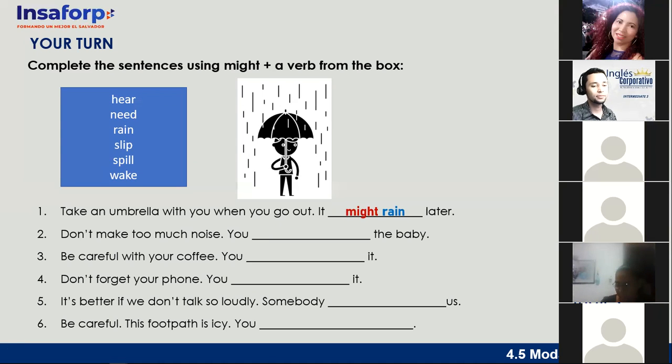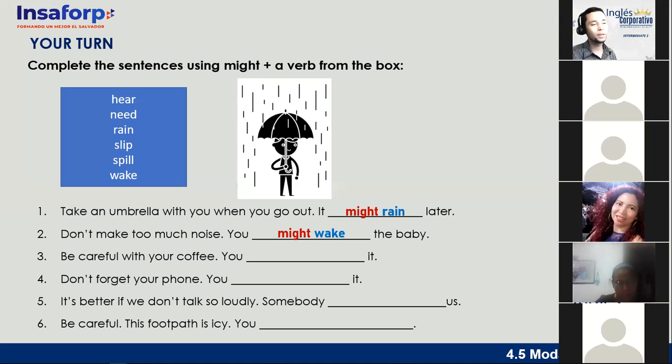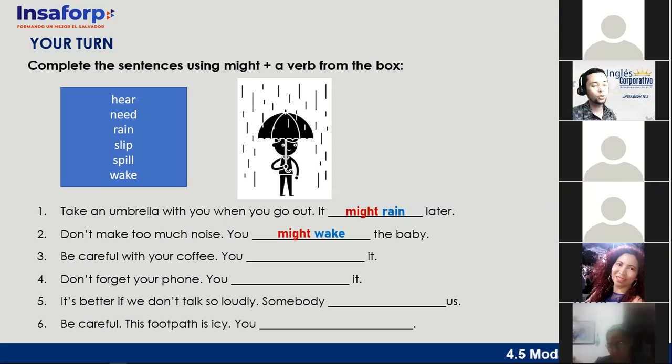Don't make too much noise. You might wake the baby. Correct. Very good. Don't make too much noise. You might wake the baby. Very good. Thank you, Nady. That is great. Number three, a volunteer, please. Raise your hand. Josue.